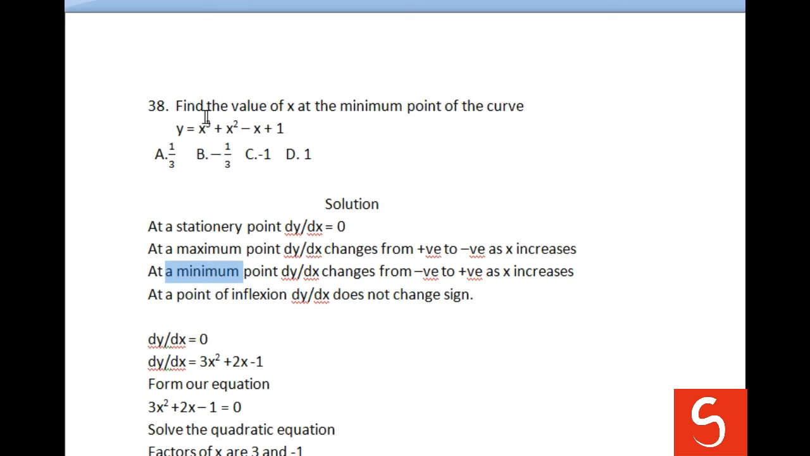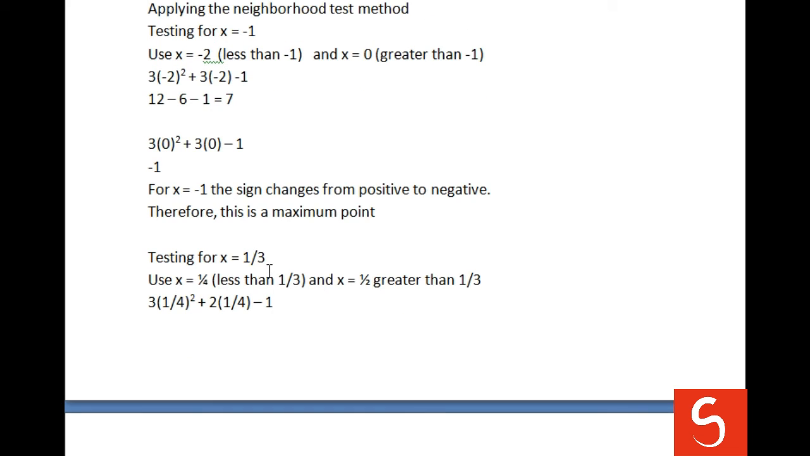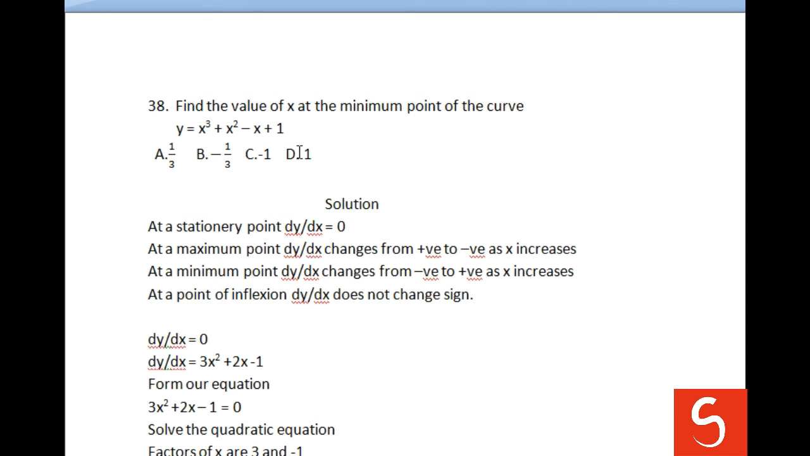The question says find the value of x at the minimum point of the curve. Therefore the value of x at the minimum point of the curve is 1 over 3, because we found that at x equals 1 over 3 the point is a minimum. So 1 over 3 is our solution, and that is option A.